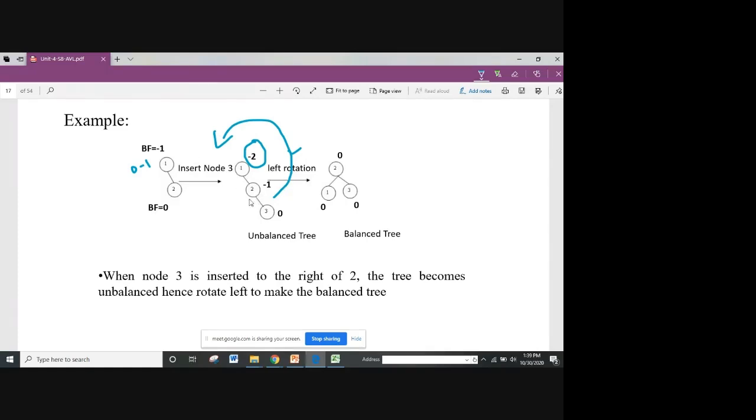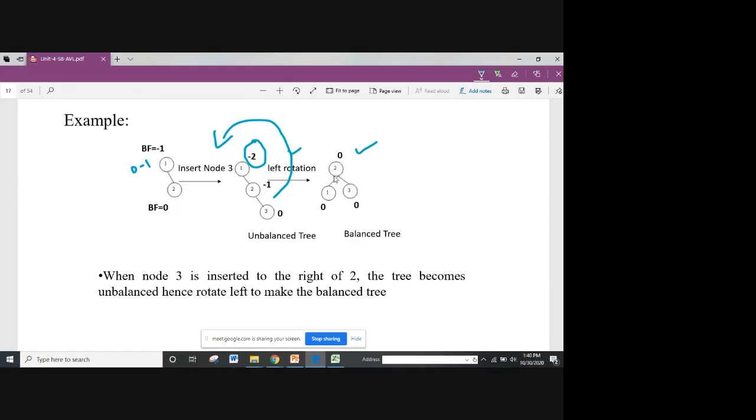This 1 will come to the left of 2. After a rotation, you have to keep two things in mind. One is the balance factor: calculate the balance factor again. All are zeros, so your answer is correct. Another one is to check the binary search tree condition. What is the binary search tree condition?